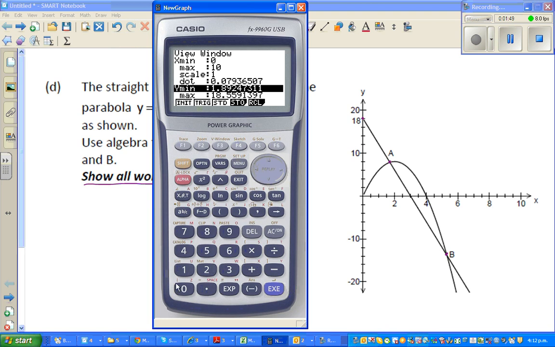On the y-axis, you don't change anything. It's from minus 20 to plus 20. Whatever the diagram is given, we use the same scale. Scale of 2 or 1 doesn't matter. So this is your graph.